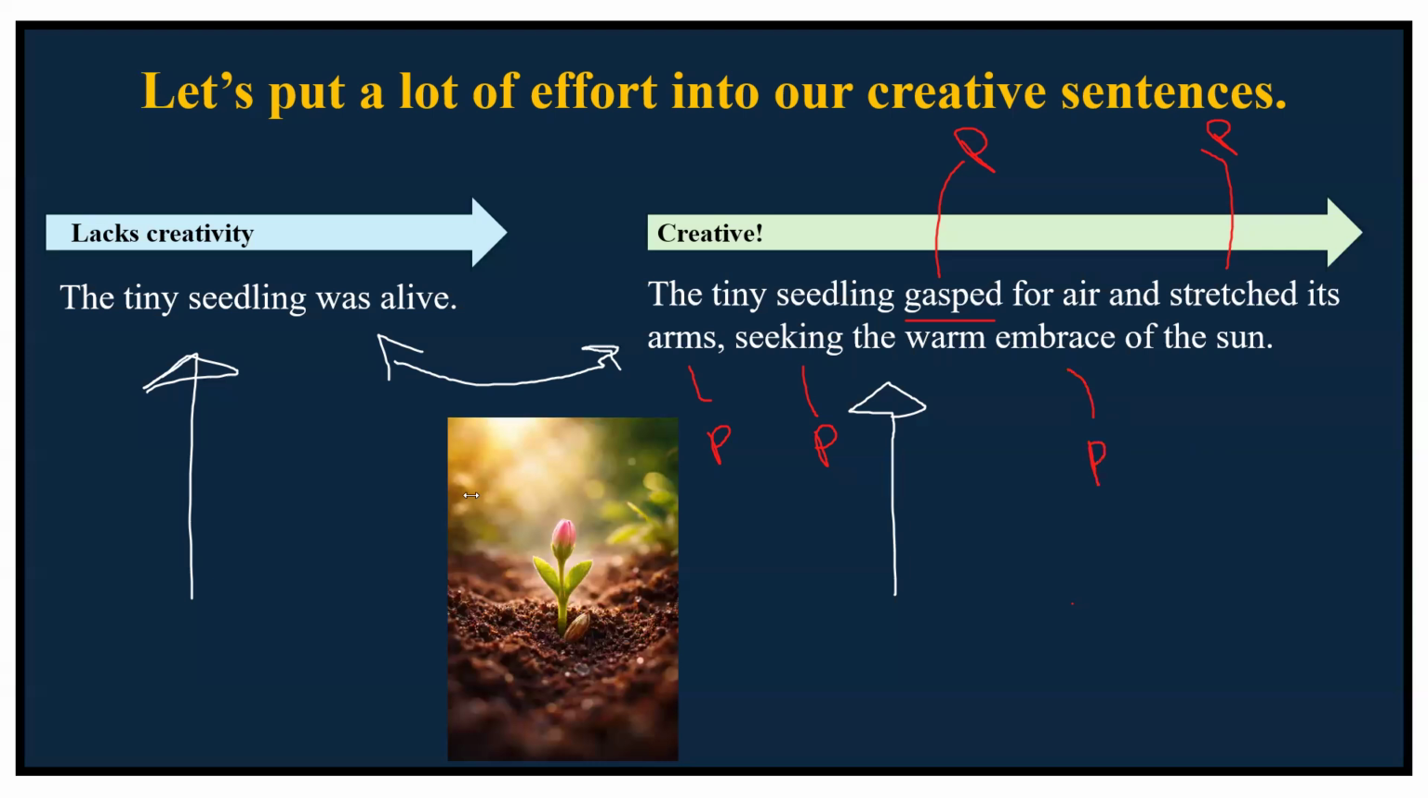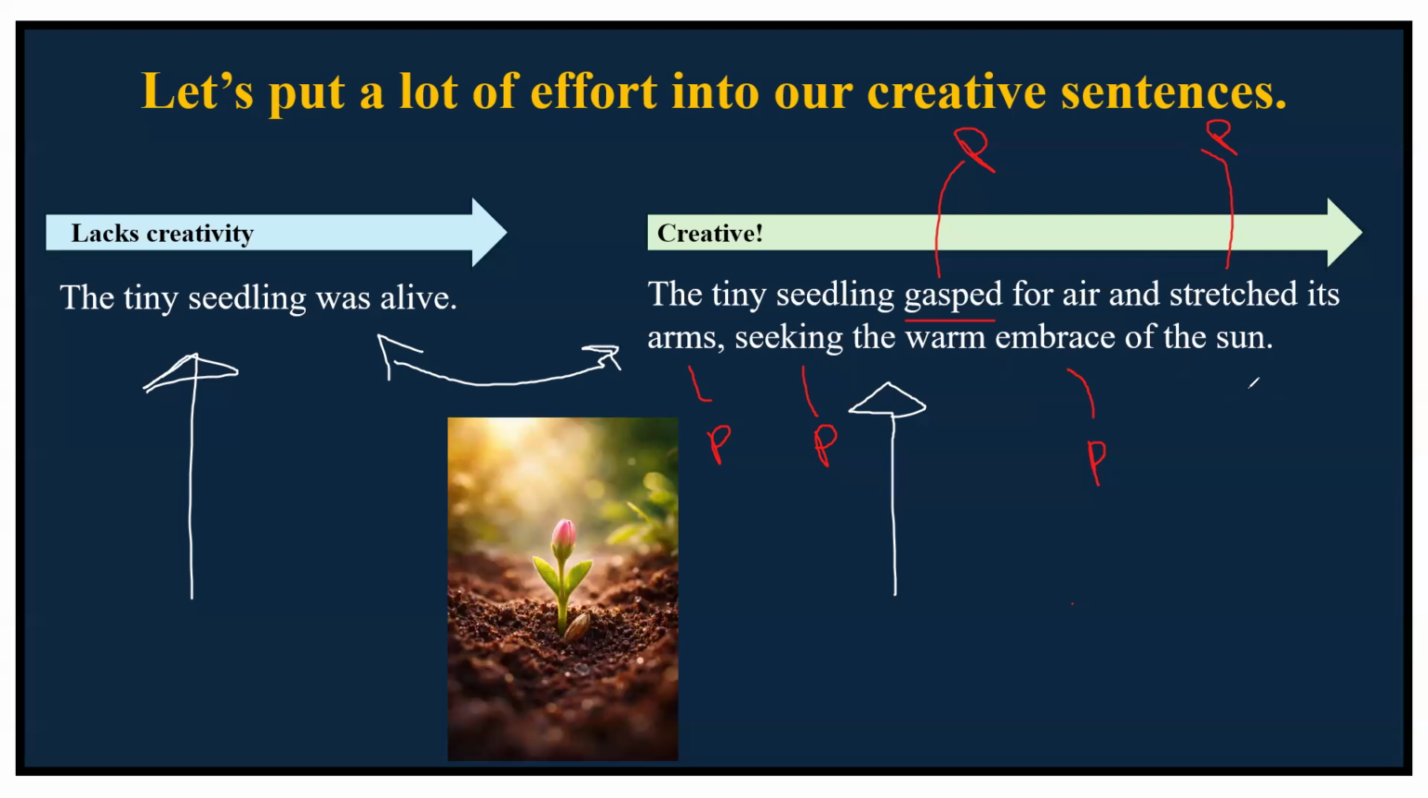You found all different types of. Look how many types of personification there are in that sentence, right? It'd be easy to read that sentence and think at first glance that there isn't much to it, but the writer of this sentence has clearly put a lot of thought into it because we've got gasped, stretched, arms, seeking, embrace. Okay, so embrace, where it says seeking the warm embrace of the sun, embrace means to grab hold of and comfort and welcome, right?